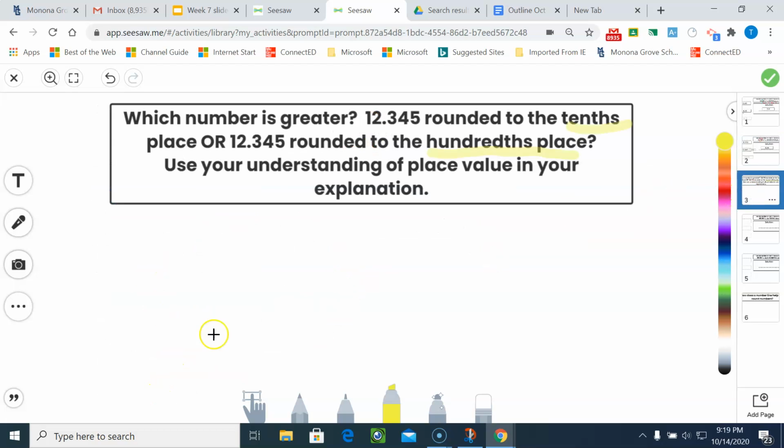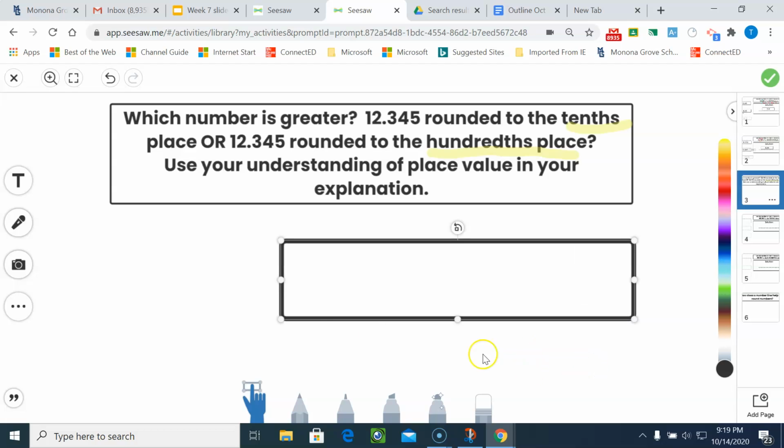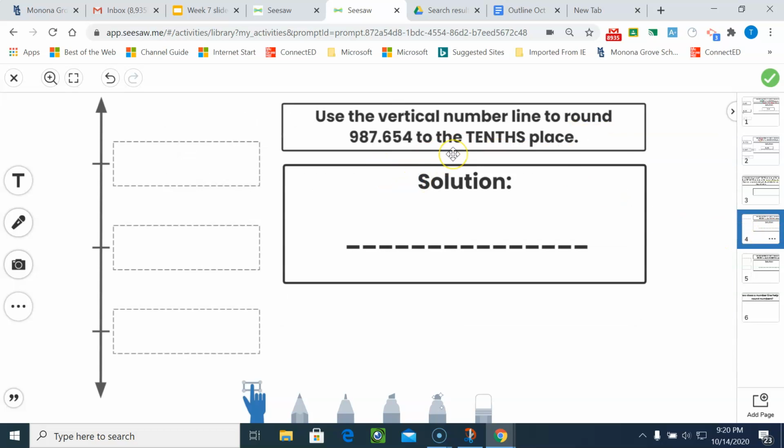Okay, so you are going to have to explain that to me with a text box. Okay, so you're going to redo this assignment, and you are going to use that text box to explain your answer. Now, this is going to be the same kind of problem that we used before. So I'm going to put in some hints for you so that you can use those hints in your work. Okay, so when you get to this one, you are going to look at the problem. Use the vertical number line to round this great big number to the nearest 10th position.